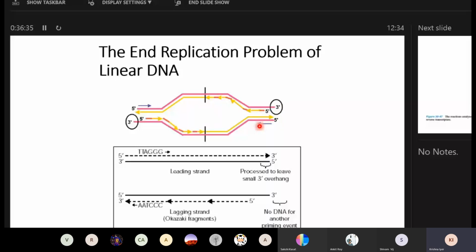Before the replication events can occur many times, I end up getting a relatively shorter piece of DNA relative to my original parent, and that starts creating problems because now my function is being affected. That number of replications never occurs in a human.